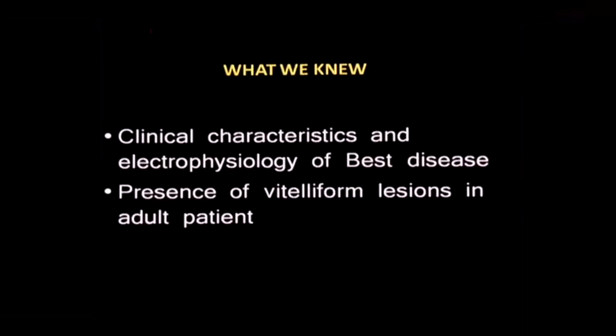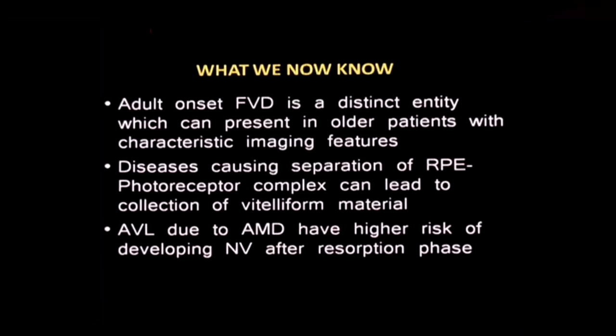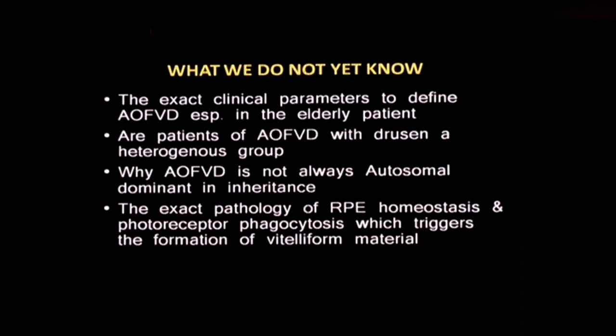So what we knew in the past was the characteristics of Best disease, and we do know that vitelliform lesions can occur in the adult patient. What we know now, that adult onset FVD is a distinct entity, but it can also present in older patients in their 6th and 7th decade and therefore cause confusion. But all these diseases have a common pathway of separation of the RPE and photoreceptor complex. And patients with acquired lesions have a higher risk of developing subretinal neovascularization.